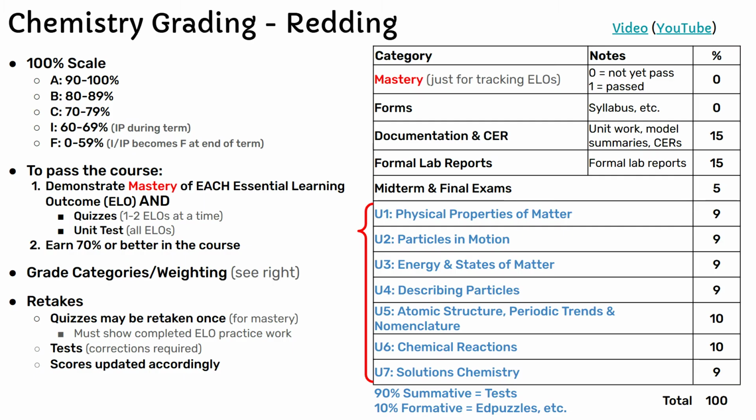Now, each unit weighs approximately 9 to 10% of your grade, but within that, it's broken down into 10% and 90%. 90% being the summative tests and 10% being formative things like Edpuzzles, etc. Now, retakes on quizzes can be done one time for mastery, and you must show your completed ELO practice work in order to do that. Tests, there's a whole process for that where corrections are required, and we go over that in detail in class, and then your scores will be updated accordingly.